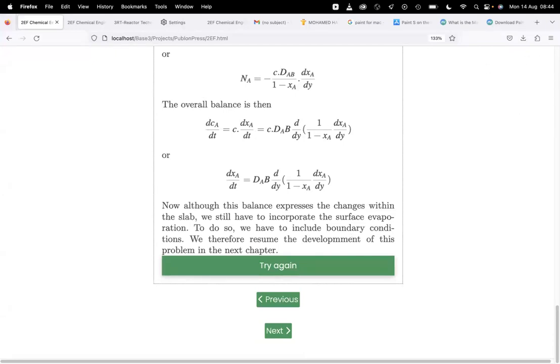Were there any questions or comments on that? Just find a place to position this. Any questions or comments on the balance itself?